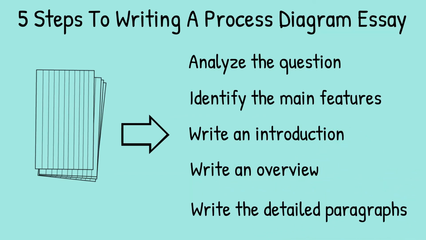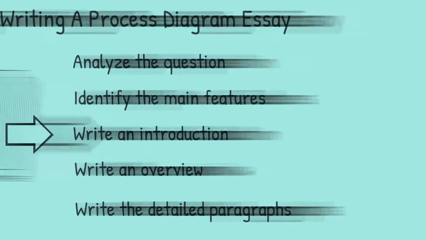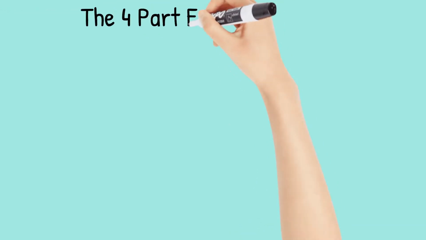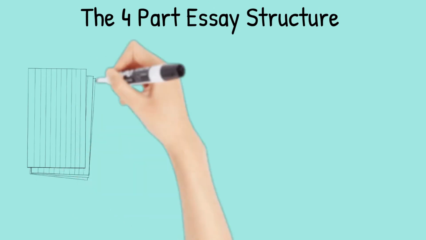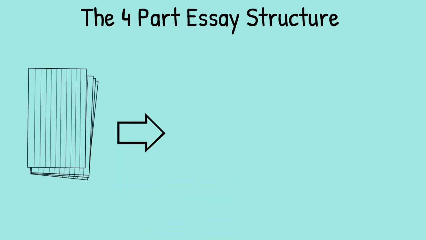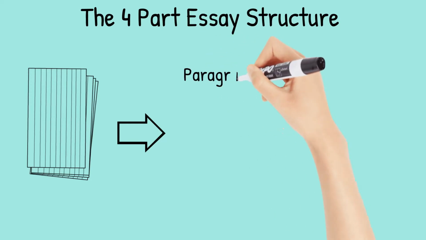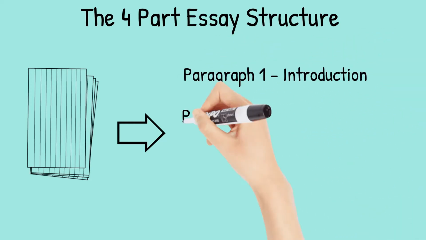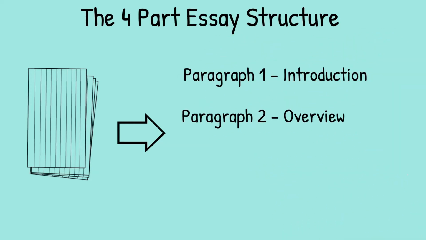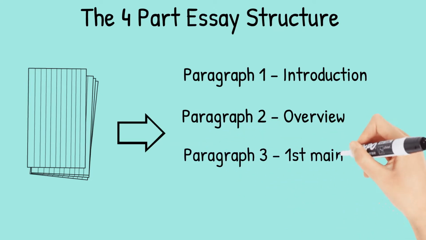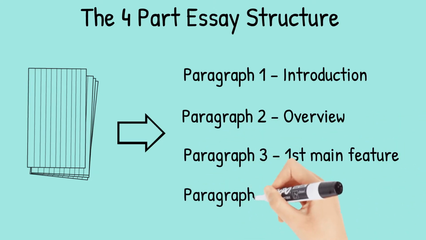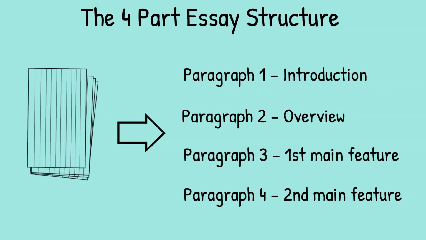In this video, we are going to work through the 5 stages step by step as we answer a practice question. Before we begin, here's a model essay structure that you can use as a guideline for all IELTS Academic Task 1 questions. Ideally, your essay should have 4 paragraphs. Paragraph 1, the introduction. Paragraph 2, the overview. Paragraph 3, first main feature. And paragraph 4, the second main feature. We now have everything we need to begin planning and writing our IELTS process diagram essay.